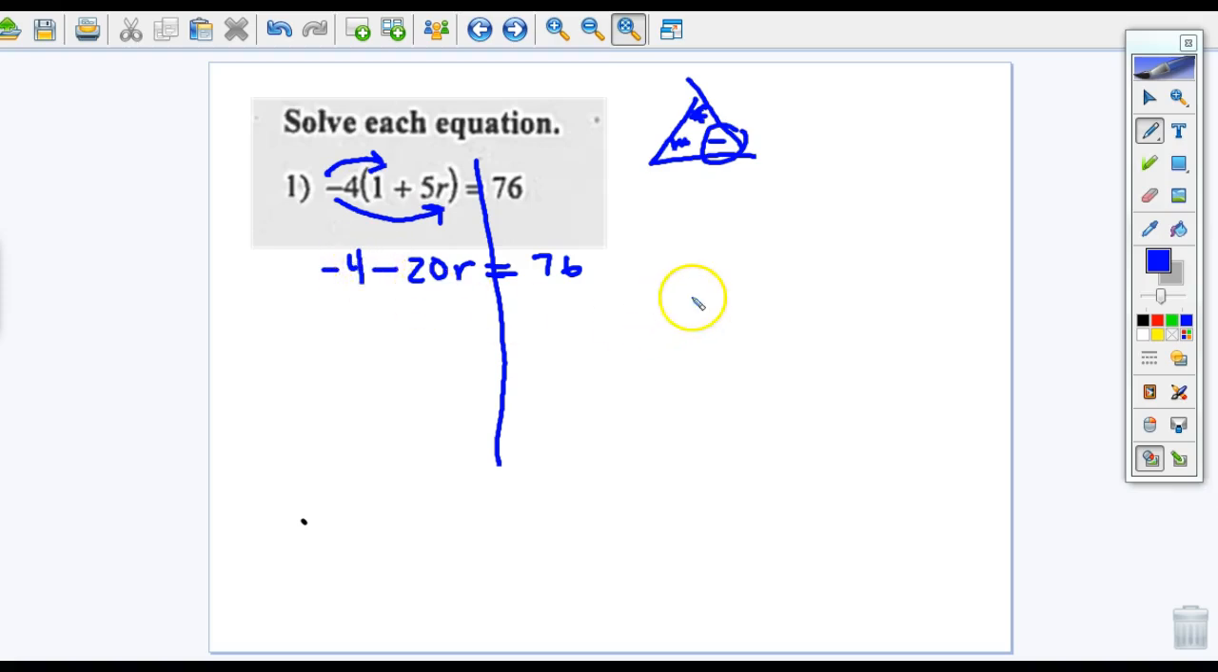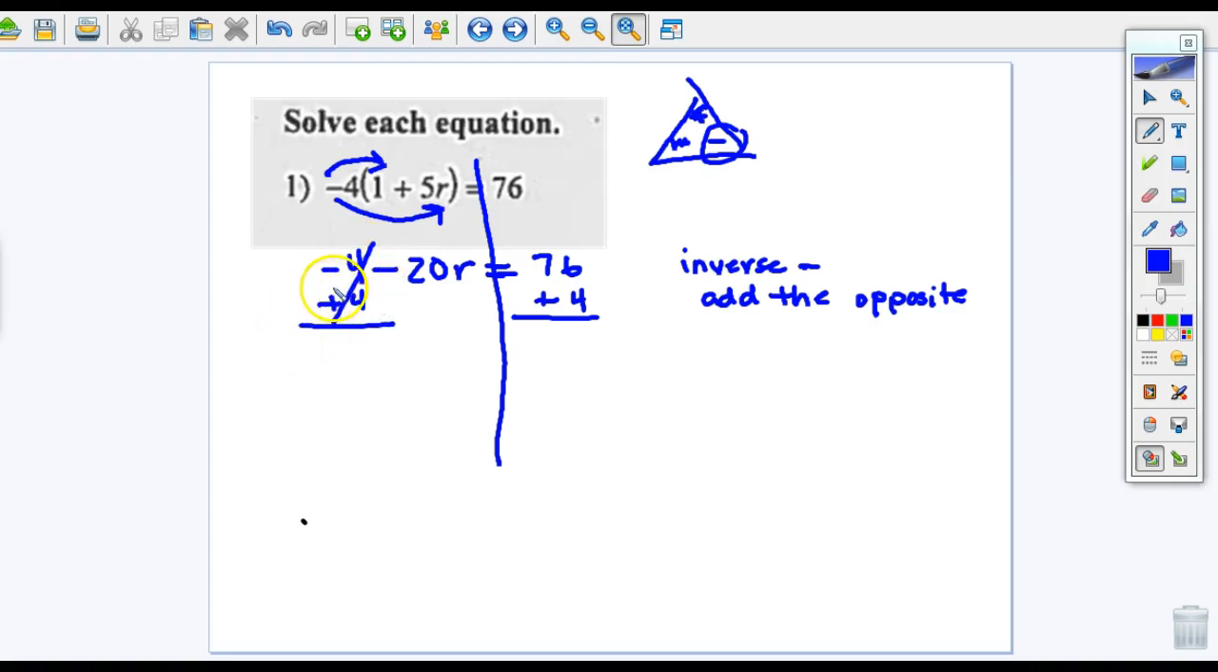And here's when my inverse operation, right? So inverse operation, I'm going to add the opposite. So I'm going to do a +4. And remember, I have to keep that balance, so I'm also going to do a +4 on this side. This eliminates, right, because it becomes 0, but 0 has no value, so I don't need to bring that number down. But I do need to bring this down. I need to make sure that I include my negative sign, okay? That's super important. This becomes a -20r is equal to the sum of 76 plus 4, which is 80. Okay?